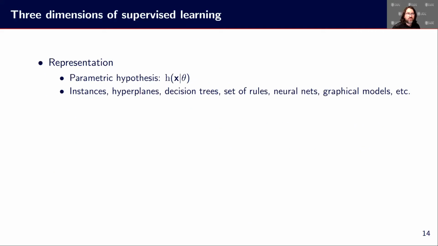There are in fact 3 dimensions of supervised learning. We have an element that is the representation. So we have a parametric hypothesis, h of x given theta. This can be different things. This is basically the data structure of the model that we are looking for. So we can have instance-based classification, hyperplanes which cut the space, decision trees, sets of rules, neural networks, graphical models, whatever. This is really one of the 3 basic elements of supervised learning.